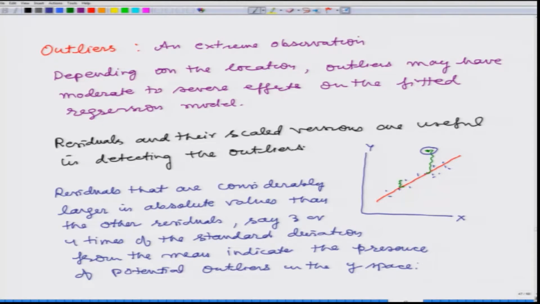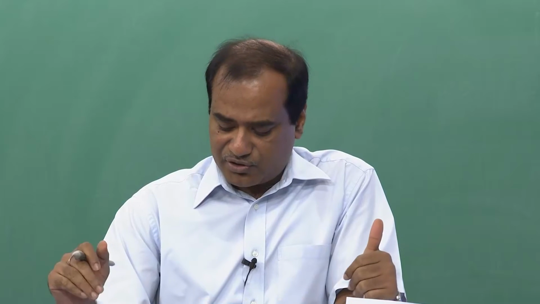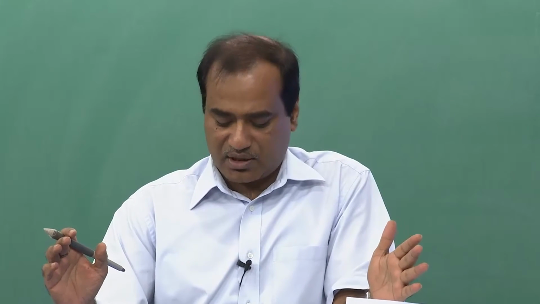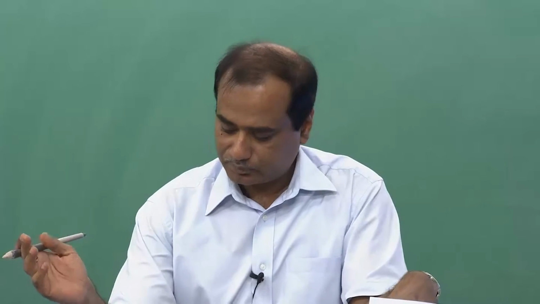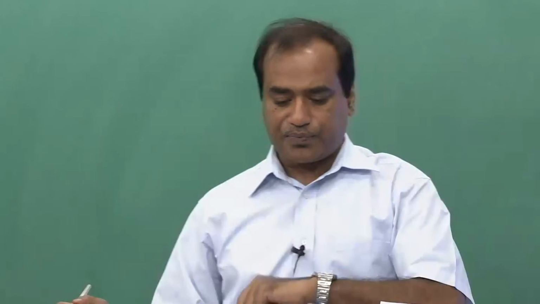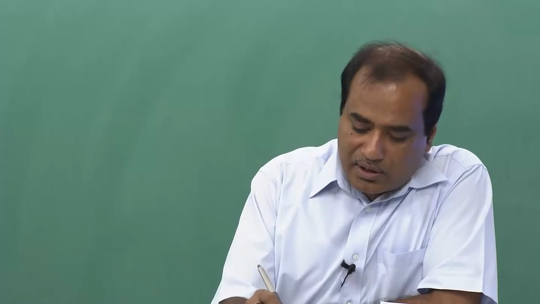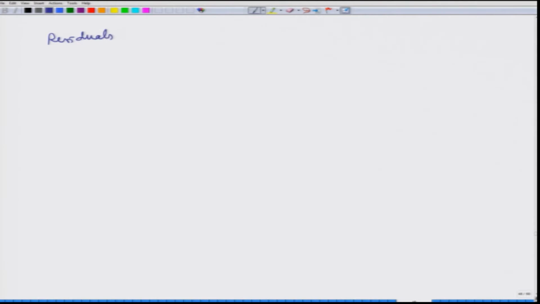So, what are we trying to say here? In case a particular residual is considerably larger, then the question comes: how large? As a rule of thumb, it should be 3 or 4 times the standard deviation from the mean. If this happens, then possibly that would indicate that the corresponding observation is an outlier.